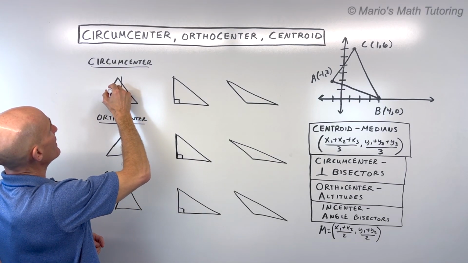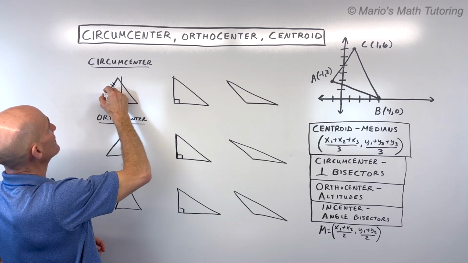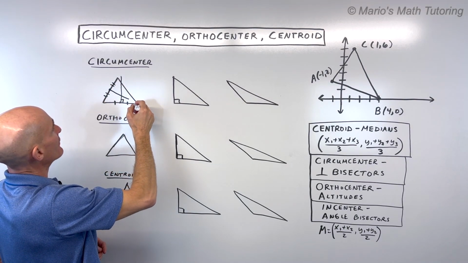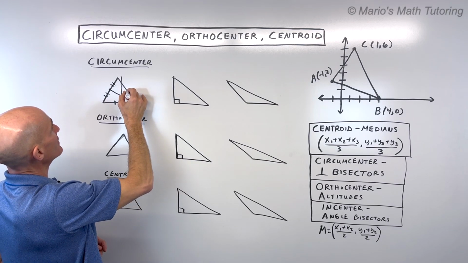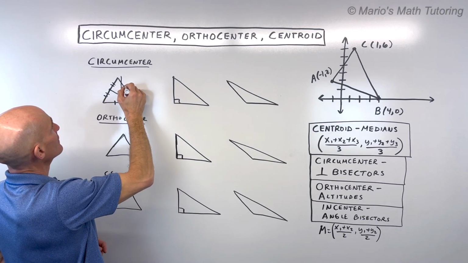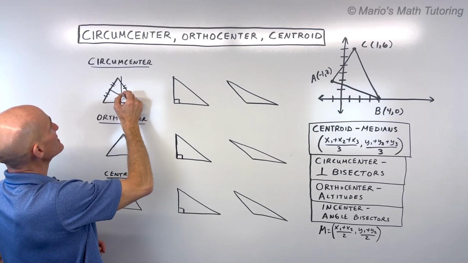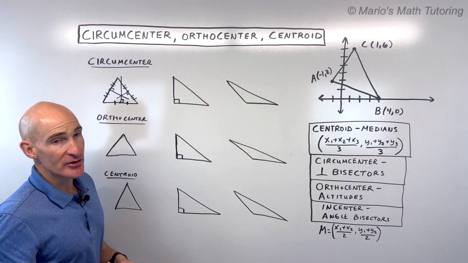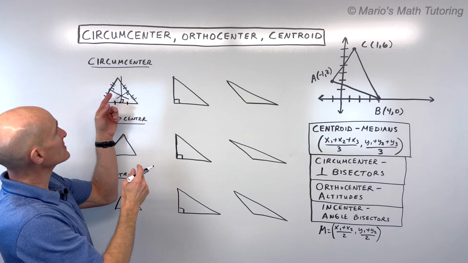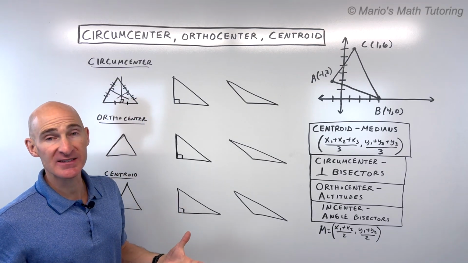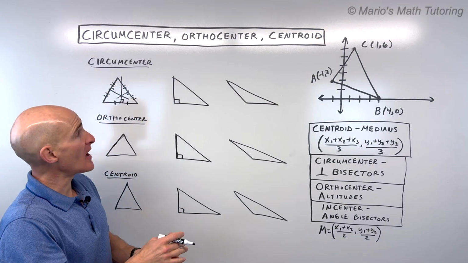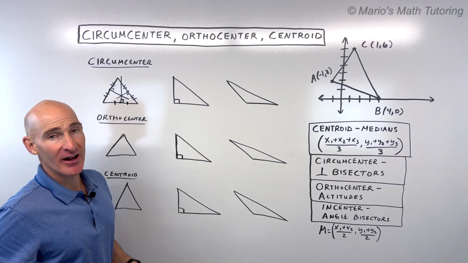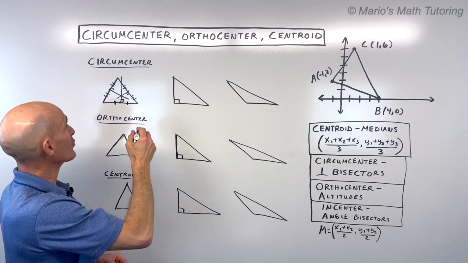Now over here, if I find the midpoint of this side and draw a perpendicular, and then do the same thing for this side, I find the midpoint and draw a perpendicular, see how they're all crossing at this one point. That's called the circumcenter. Now notice that this triangle is an acute triangle. All the angles are less than 90. When it's an acute triangle, that circumcenter is going to be inside of the triangle. So that's important to recognize.